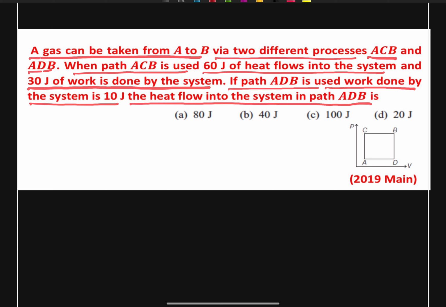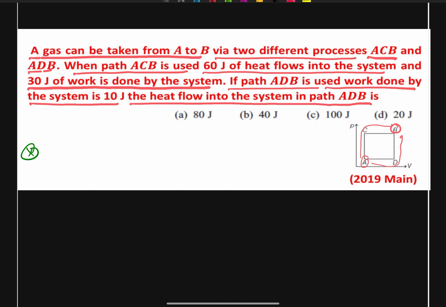A PV diagram is given to us, so we have two paths, one through ADB and the other through ACB. For ACB, the heat flow as well as the work done is given, and for ADB, the work done is given. We have to find out the heat. And here the initial and final points are the same for both paths. It starts from A and ends at B. Therefore, delta U will be the same, that is, the change in internal energy will be the same for both paths.